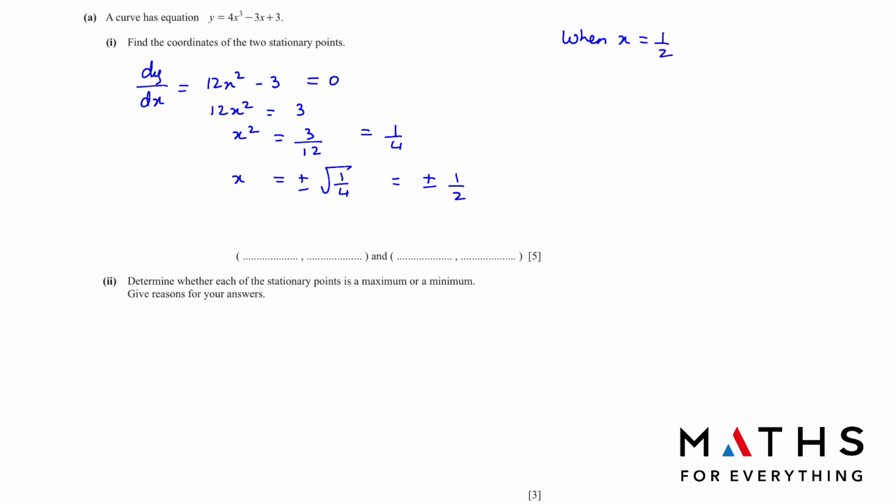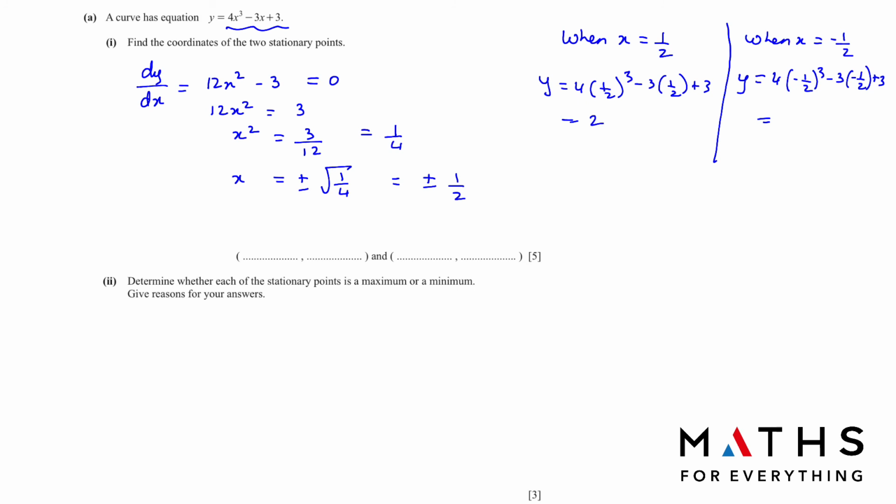When x is half and when x is negative half, in place of x, substitute the x value to get your y value. Just put this in the calculator. You will get 2, and same we are going to do for when x is equal to negative half, and you will get y is equal to 4. So these are our two coordinates, half and 2, negative half and 4.